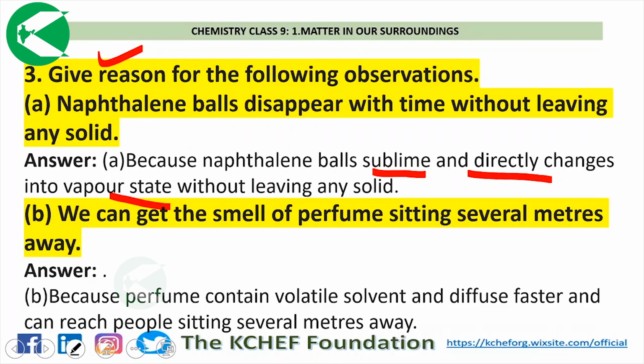The second question is, we can get the smell of perfume sitting several meters away. If you have watched the video part 2, there we have discussed scent bottles or similar kinds of questions. So the answer to it is that perfume contains certain volatile solvent and diffusion is taking place here, and it diffuses faster and can reach people sitting several meters away. You write these 2 points and you get full marks.